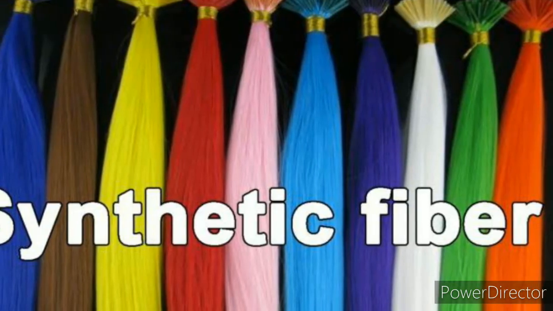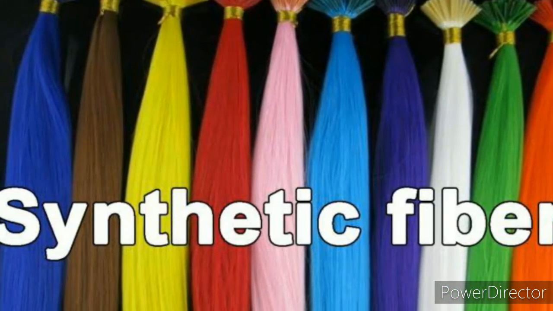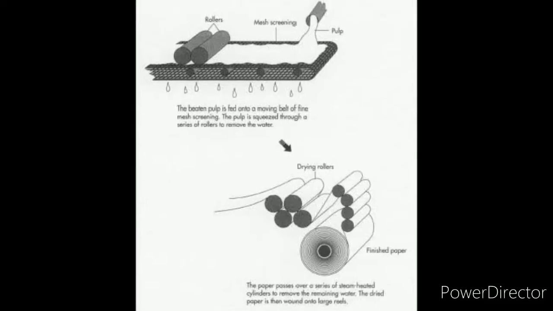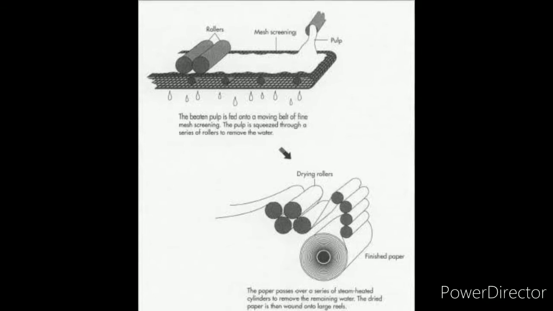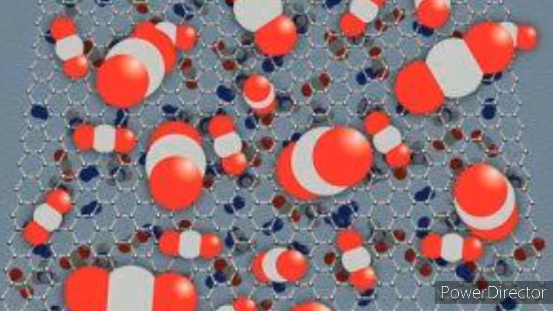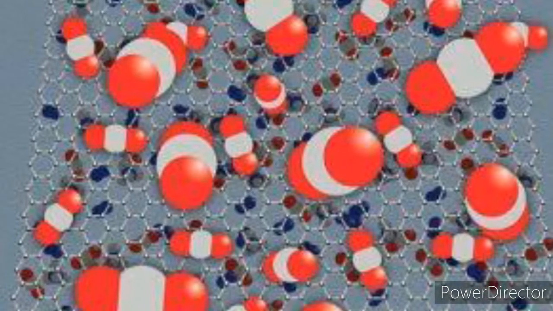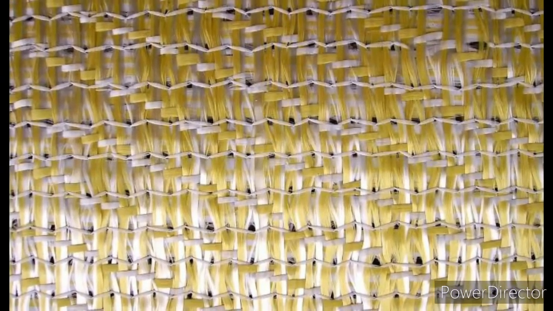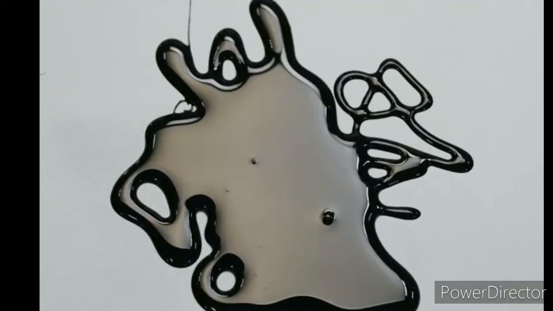Let's move to our next topic, that is synthetic fiber. Basically, these are man-made fibers that are extracted by some chemicals. These are made from the polymers found in natural gas and the byproducts of petroleum. Nylon and polyester are examples of it. So basically, they are actually plastics made from chemicals that are obtained mostly from petroleum.